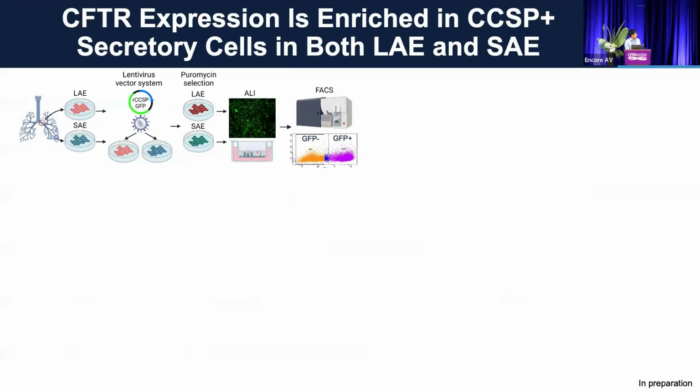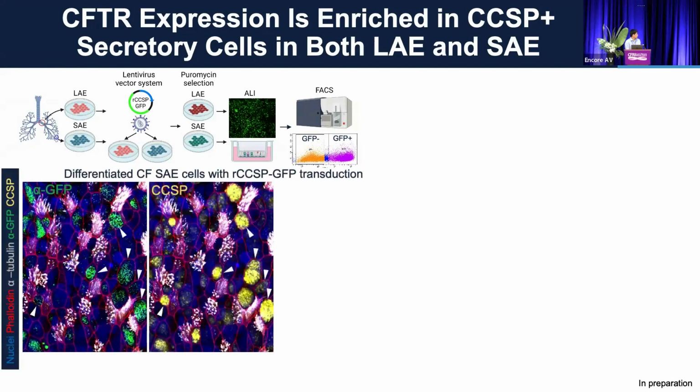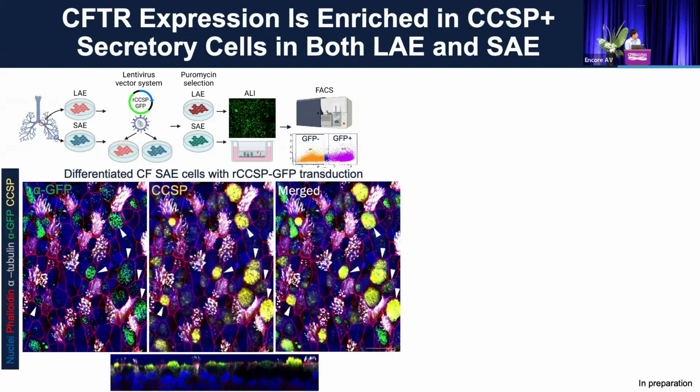And then further to confirm that this secretory cell population expresses CFTR, we have generated a lentivirus system carrying a rat CCSP promoter driving GFP to label only CCSP-positive secretory cells in the primary large and small cell cultures, and then performed FACS sorting to select only GFP-positive cells. Firstly, this immunohistochemistry shows nice specificity of our rat CCSP promoter to the CCSP-positive non-ciliated cells.